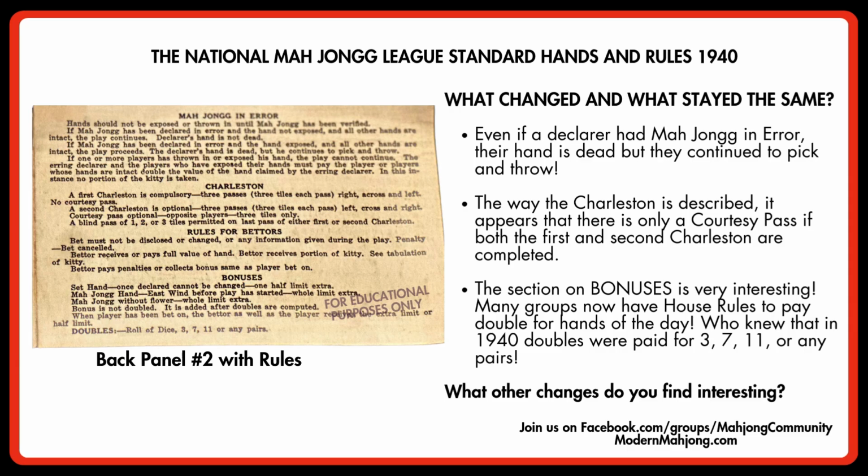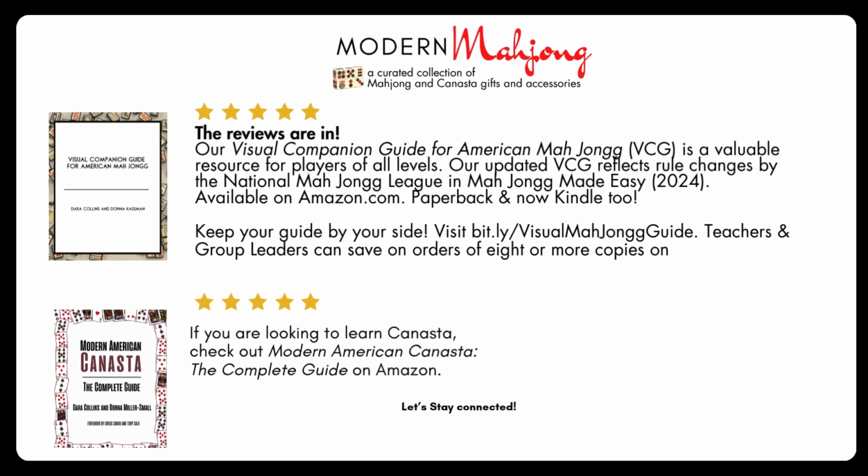The section on bonuses we find very interesting. Many groups now have a house rule to pay double if they get a hand of the day or if they roll double. Who knew that back in 1940s, doubles were paid for 3, 7, 11, or any pairs? Those Mahjong dice sure could get you a lot of money.